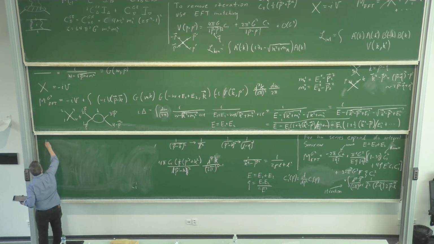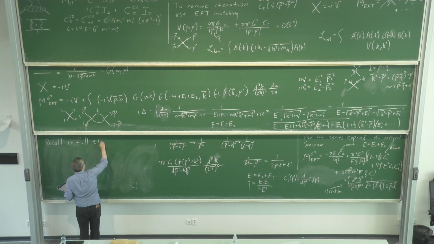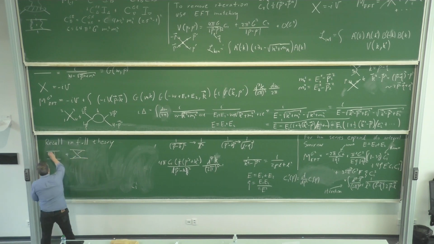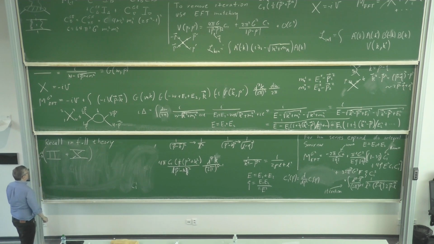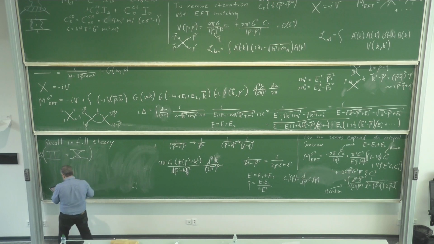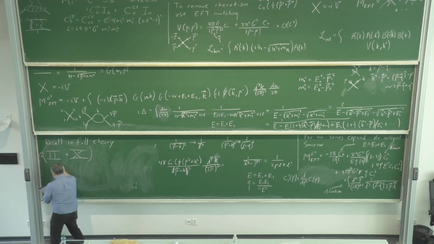So recall in the full theory, the box and cross box come in exactly in this combination with a single coefficient, which we can call C_B, a GR, right? In this combination, this is a special combination. In fact, this combination is exactly how we're going to understand the iteration. So let's write this down.